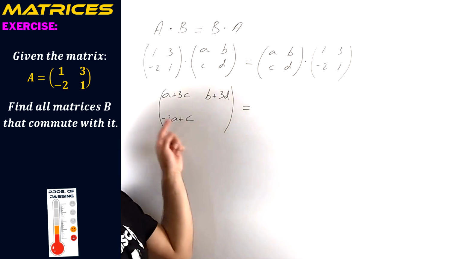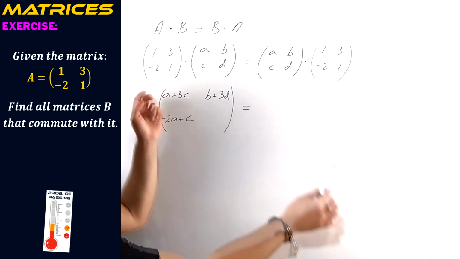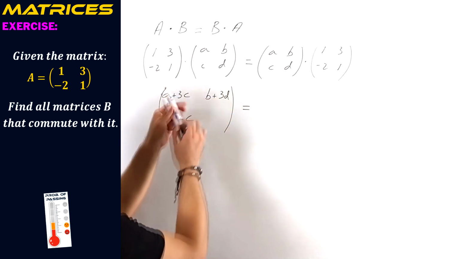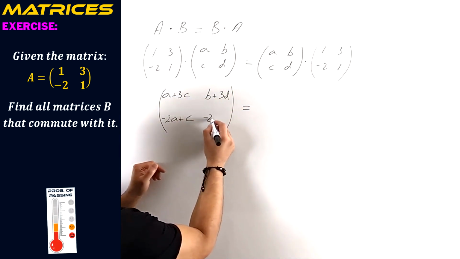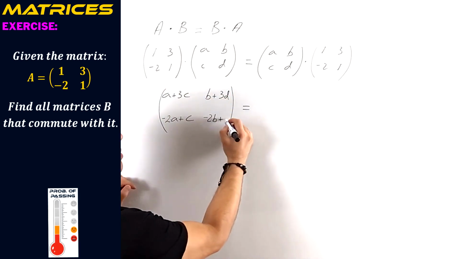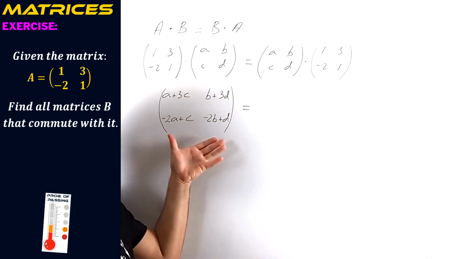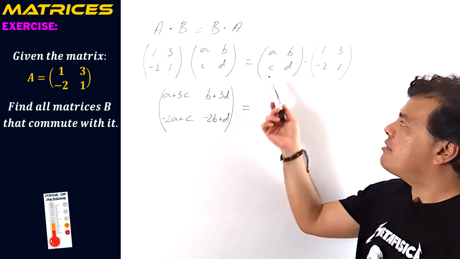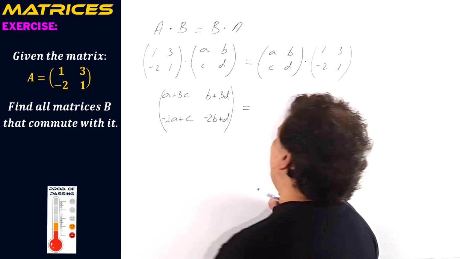And finally, row 2, column 2. Negative 2 times b, negative 2b, plus d. That's it. And now, the same procedure on the right side.